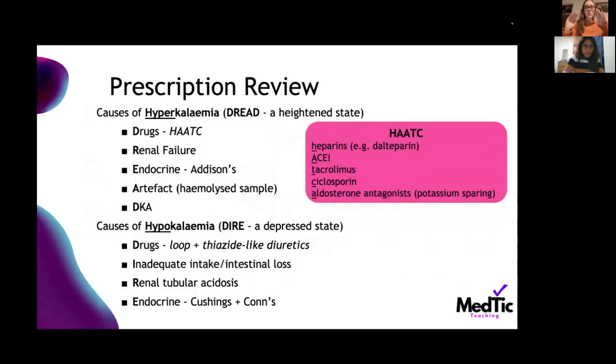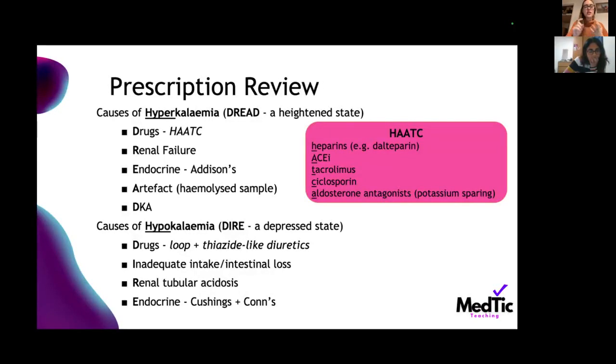Beautiful, thank you. So I've just summarised some causes of hyper and hypokalemia on this page. I found this really useful for the PSA and also real life. So the 2 acronyms are DREAD, that's for hyperkalemia because you're in a heightened state, so higher, hyper. And then there's DIRE, a depressed state, for hypokalemia. And I've just put the different reasons you can have these imbalances. And then for the hyperkalemia drug causes, it doesn't really roll off the tongue, but I learnt the acronym HAT-C. Doesn't really make any sense, but that's how I learnt it.